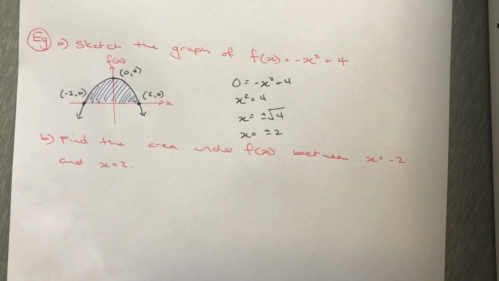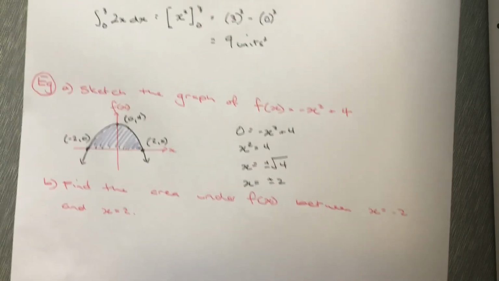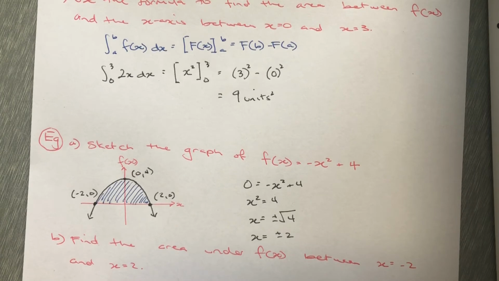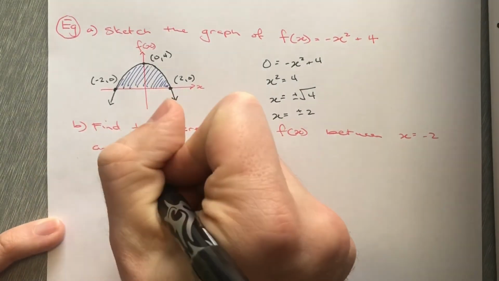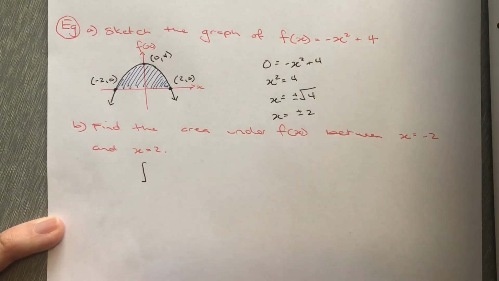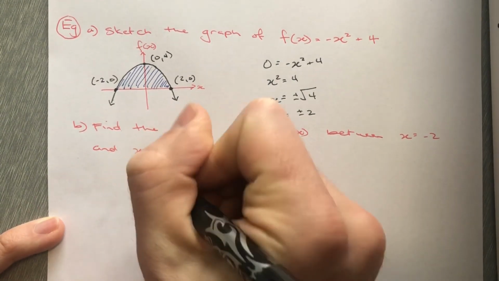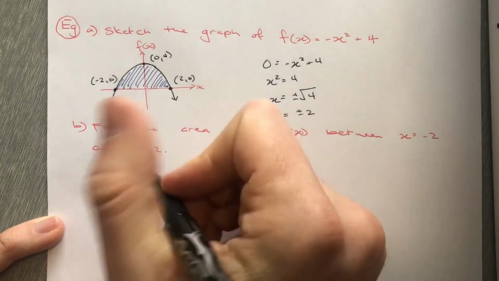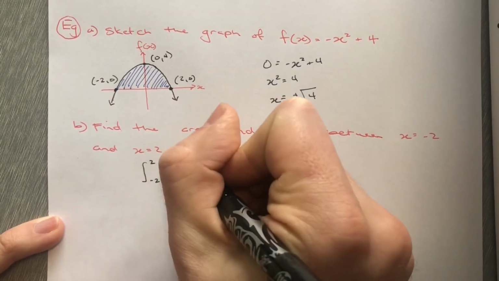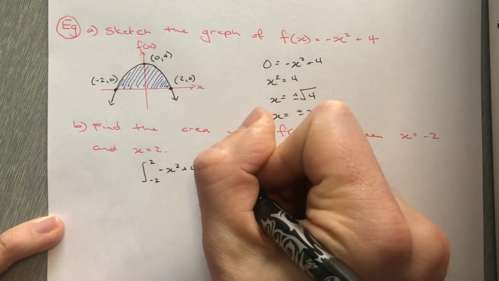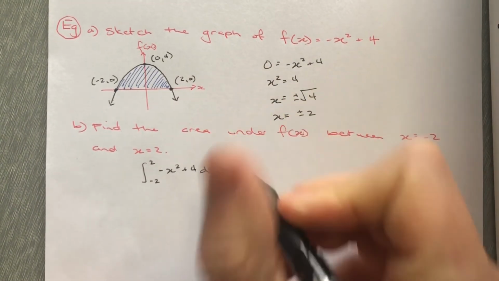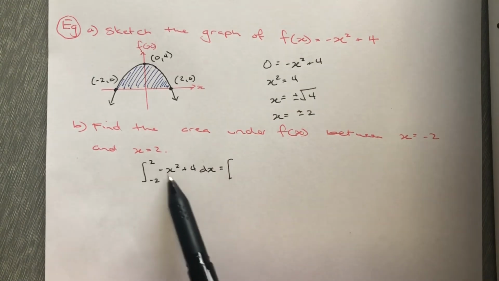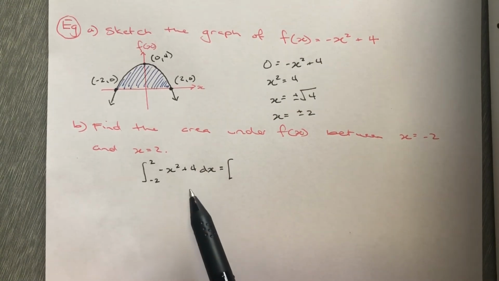We're going to have to use the rule that we looked at before. So there's our rule as a bit of a refresher. Right, so our boundaries, let's think about those first. The lower one is -2, the upper one is 2. Our rule is minus x squared plus 4. Now what we need to do is anti-differentiate that, or integrate that.